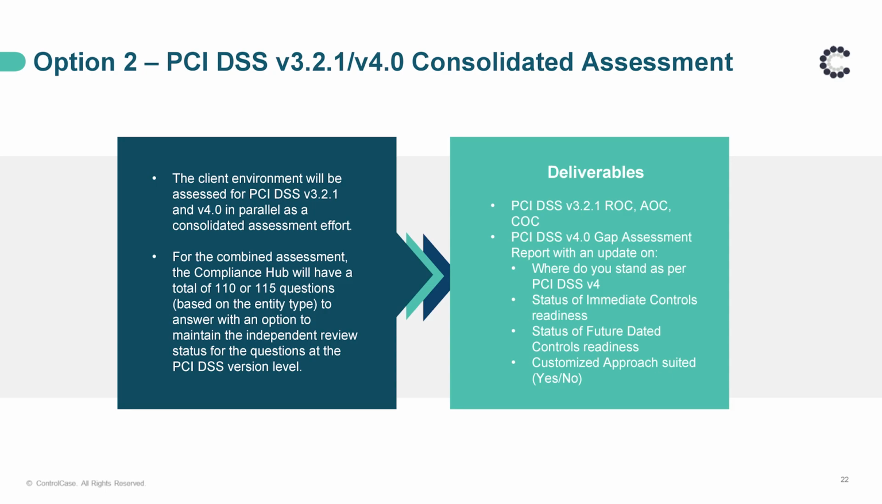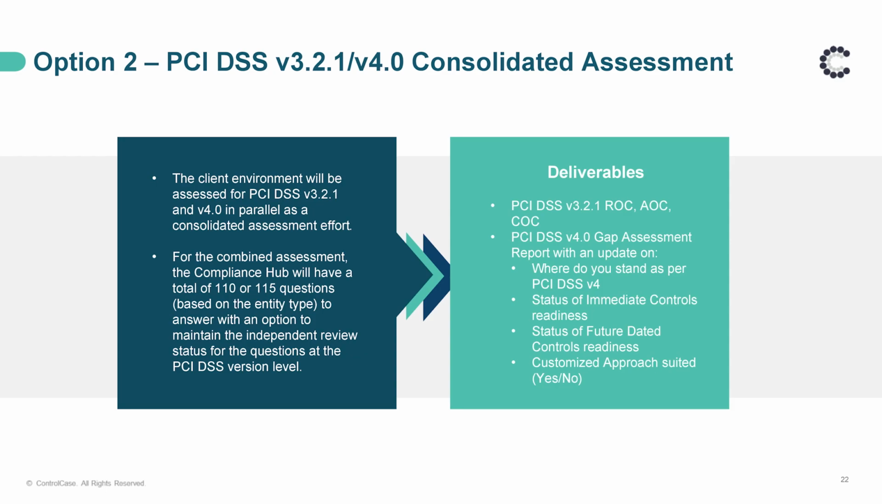But when an entity performs the assessment with this option for both the versions in tandem, the deliverables will be that you get your certification done against 3.1, so the ROC, AOC, and the certificate of compliance. And at the same time, you would get the version 4 gap assessment report, which will update you on where you stand with the DSS 4, the status of immediate controls and the readiness, status of future dated requirements and the readiness, and if you plan to use customized approach, whether that customized approach option is suitable based on the technology which you have, right?